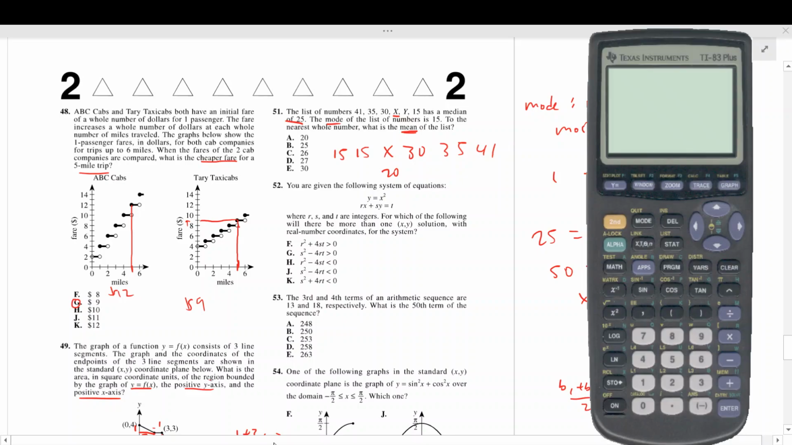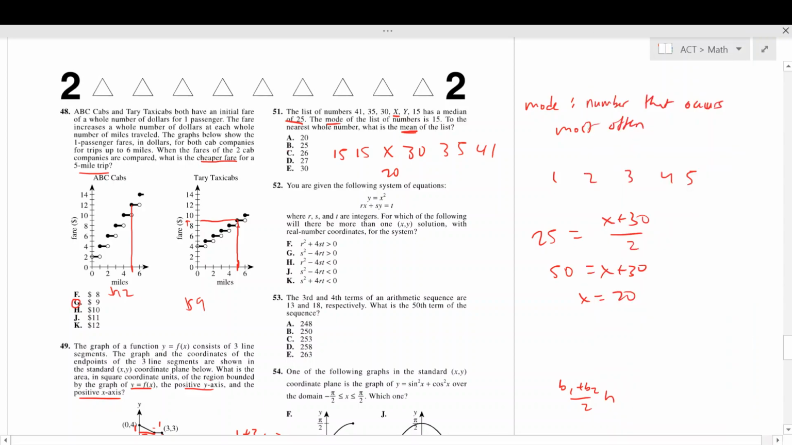So let's do that. 15 plus 15 is 30. Plus 20 plus 30 is 50. Plus 35 plus 41 is 76. 35 plus 41 is 76. And divide that by the 6 numbers. 26. I'm actually going to confirm I did that right. Yep, seems I did it right.